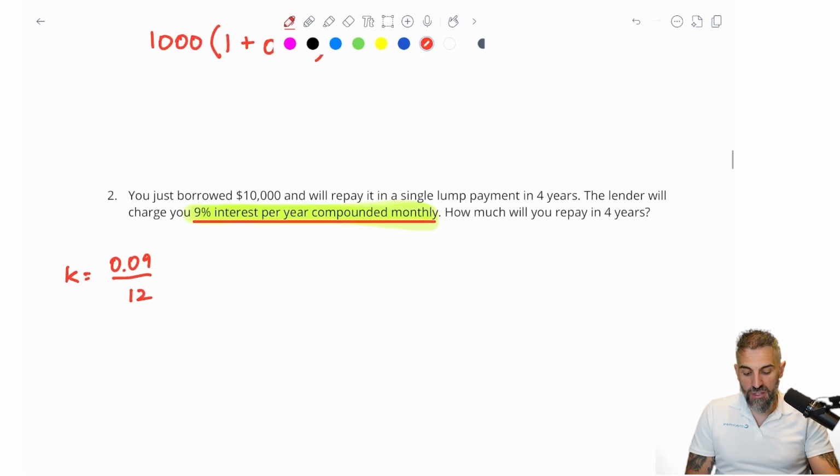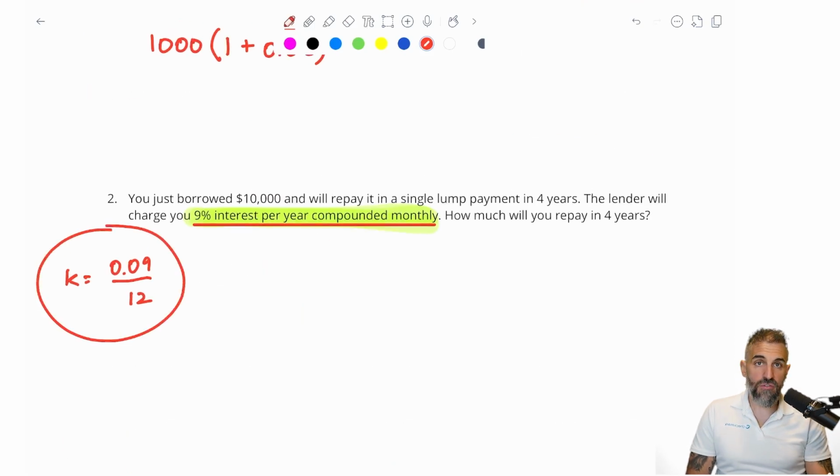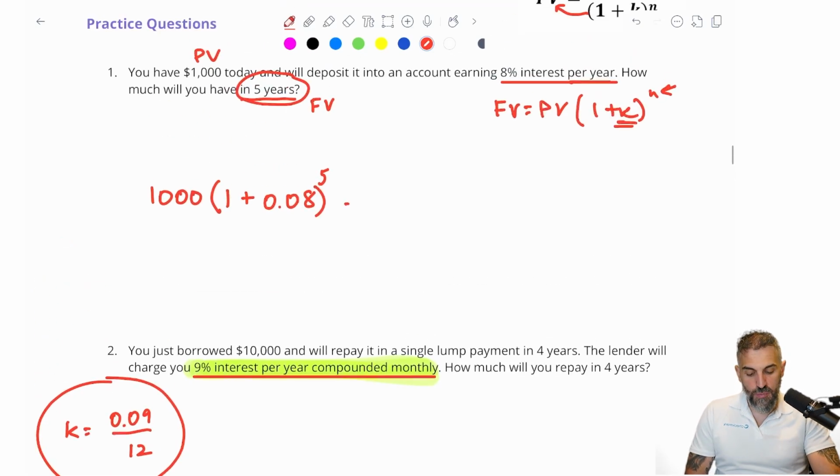If you use a monthly rate, like in the following question, your N has to be in months. Okay, we'll get to that in a moment. Anyways, let's punch this in now and see what we get. 1,000 times 1.08 to the power of 5, 1,469 and 33 cents.